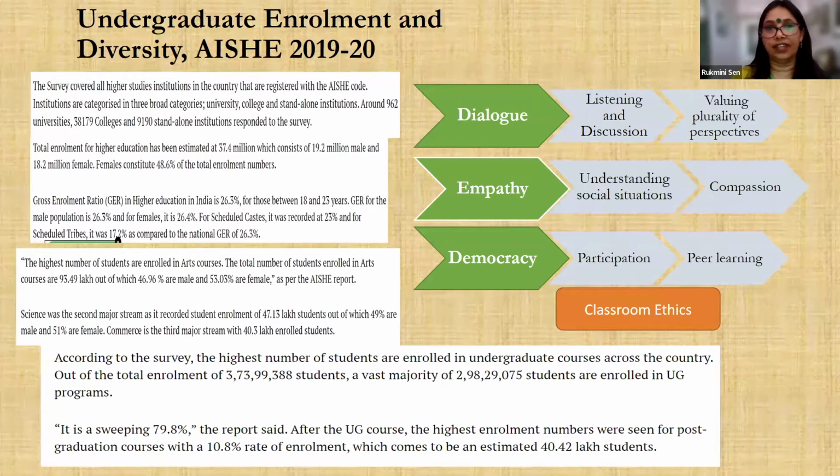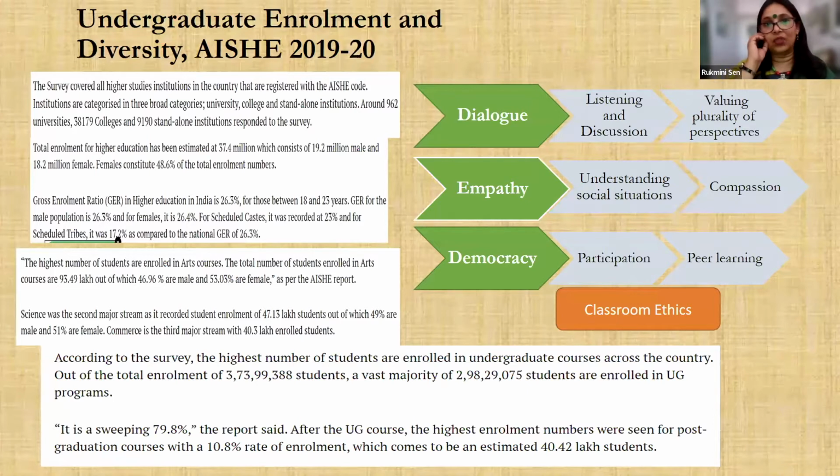According to this survey, the highest number of students who are enrolled in undergraduate courses across the country, and that's the number being talked about here, is a sweeping 79.8% of students in undergraduate education. So that's the kind of student strength that we are talking about. And undoubtedly, we then need to make this student the center and the heart of higher education, teaching, learning, building for the future, etc.